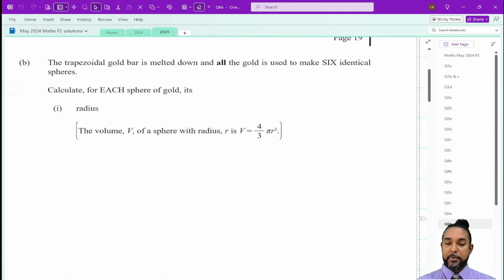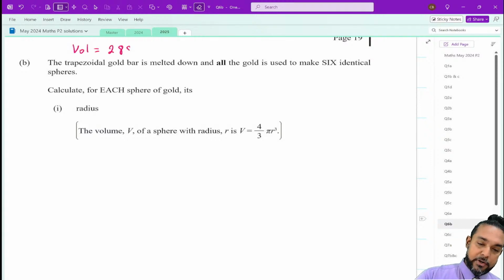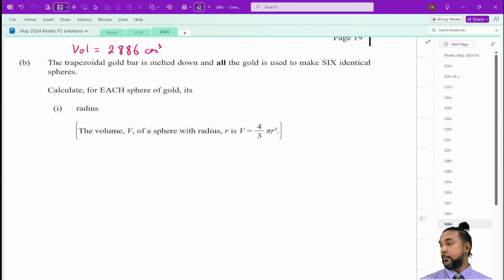So the trapezoidal gold bar is melted down and all the gold is used to make 6 identical spheres. Now, when you melt the bar down, does it change the total volume involved? No, it doesn't. So basically they took that 2886 cubic centimeters of volume, the volume given to us on the previous page, melted it down and used it to make 6 identical spheres. Calculate for each sphere of gold its radius. This is CSEC maths, the May 2024 paper from last year.